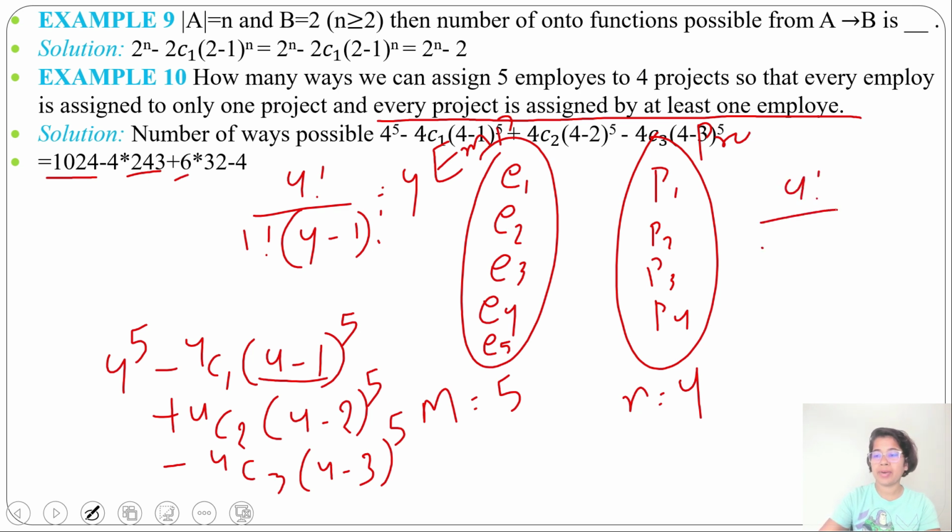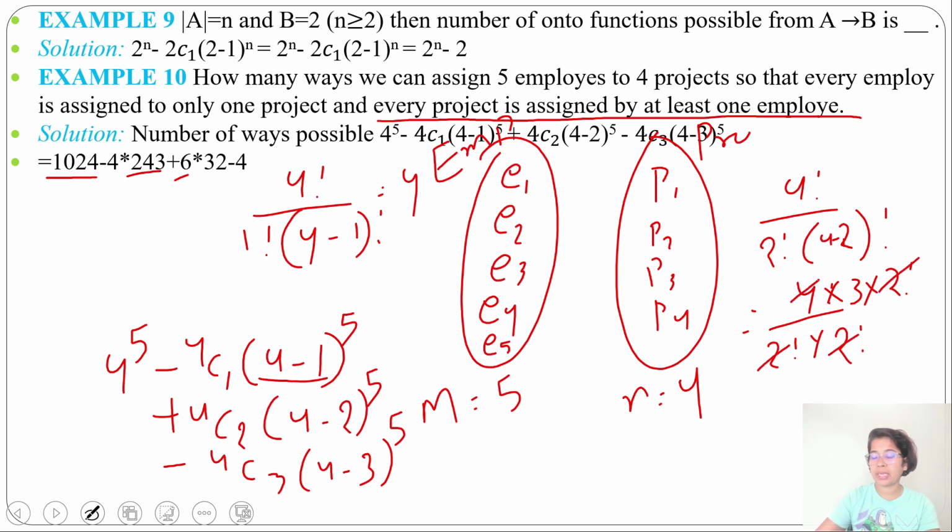Next 4c2. 4c2 is 6. 4 factorial divided by 2 factorial times (4 minus 2) factorial, so 4 factorial divided by 2 factorial times 2 factorial. 4 factorial we can write as 4 multiplied by 3 multiplied by 2 factorial. Now 2 factorial will be cancelled, and this 2 will be cancelled with 4. Here 2 multiplied by 3 is 6. So 6 multiplied by 2 power 5, which is 32. Minus then 4c3, which is 4. 4 minus 3 is 1, and 1 power 5 is 1.